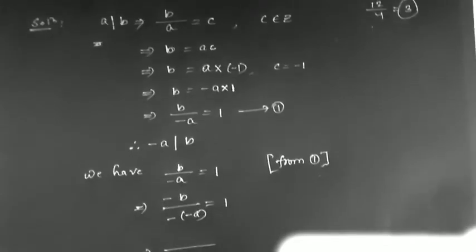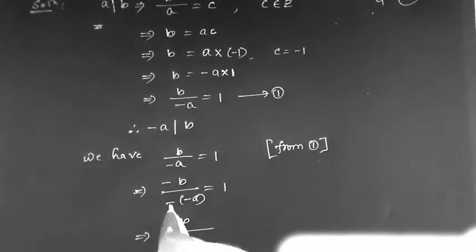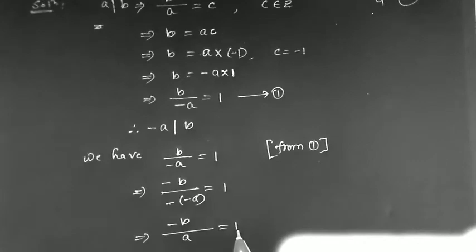Here we get minus b, and minus minus is plus a, equal to 1. So what is the result? Minus b divided by a is 1, that means we are getting some integer result here. So a is dividing minus b also. Very easy sum.